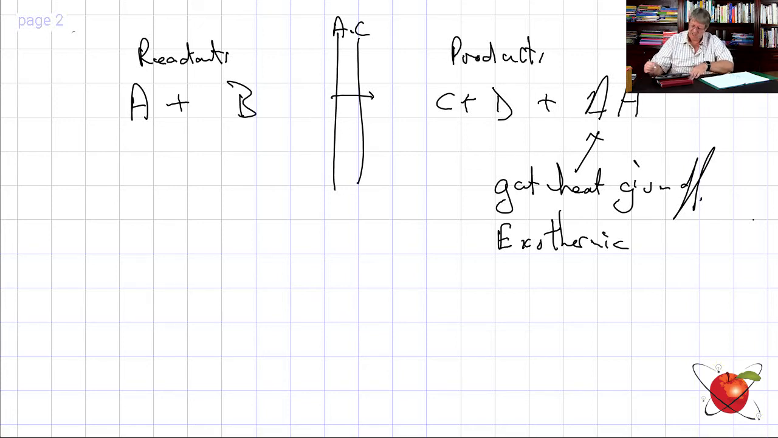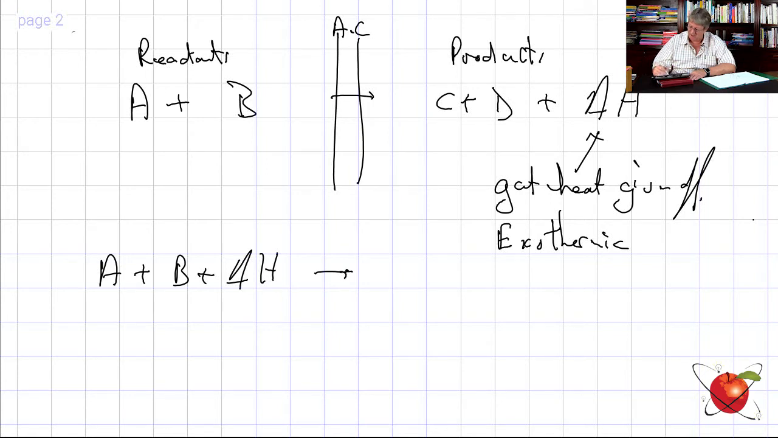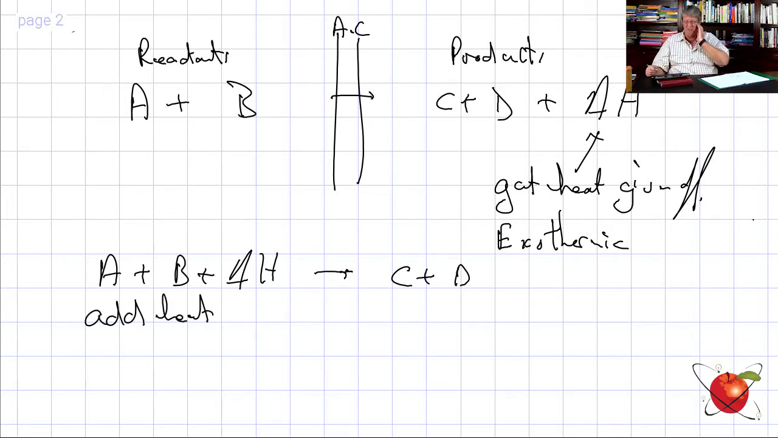Correct? If I said I had A plus B plus delta H, it means that I must be getting C plus D. This means I needed to add heat over there. Correct? So this is then going to be endothermic. That's if it's in the reaction. Okay? That's if it's in the reaction. Because I got heat, I added heat here. Okay? So that's a net heat.